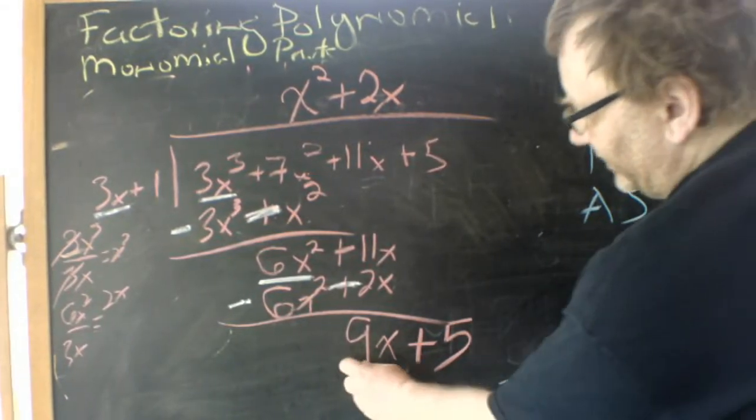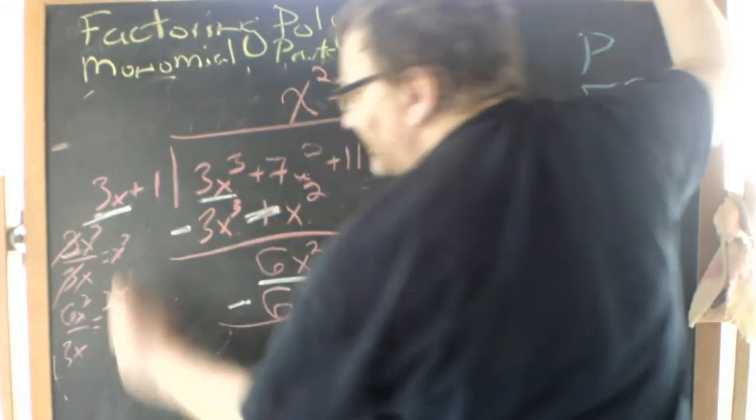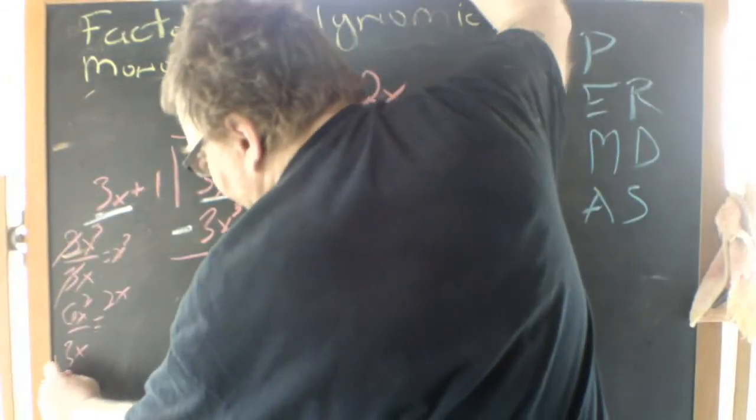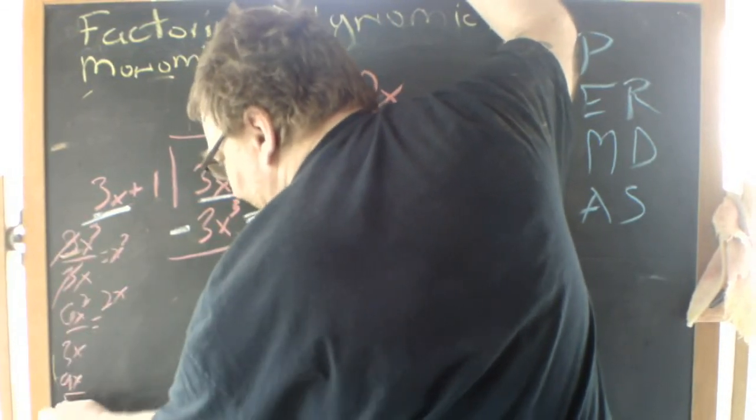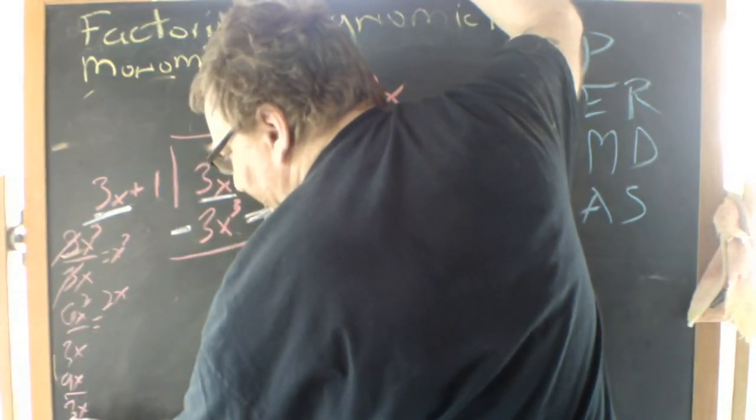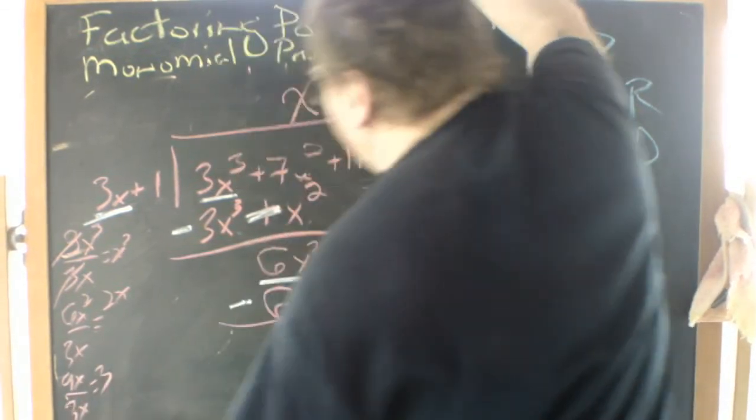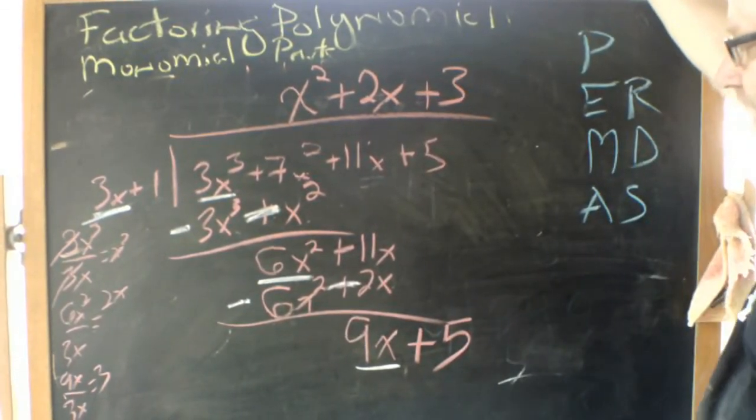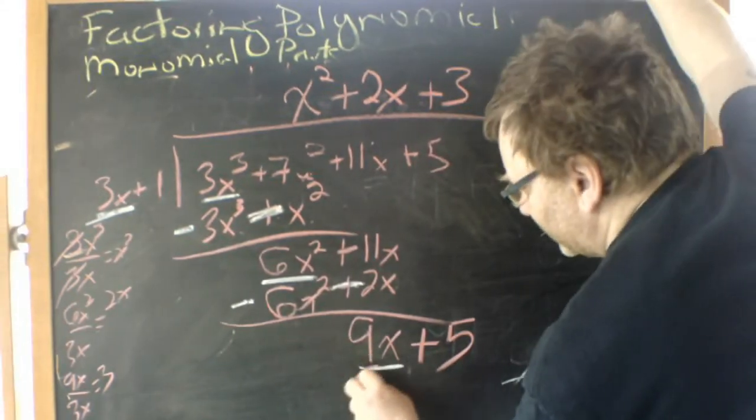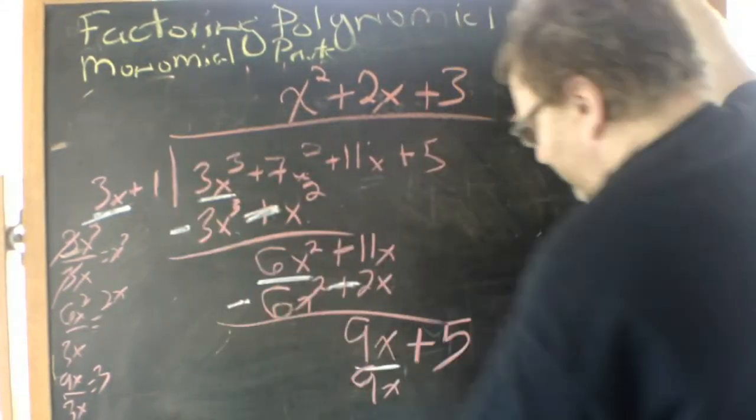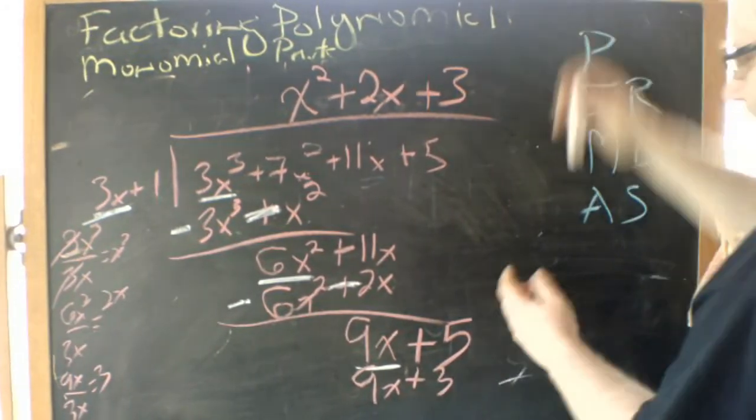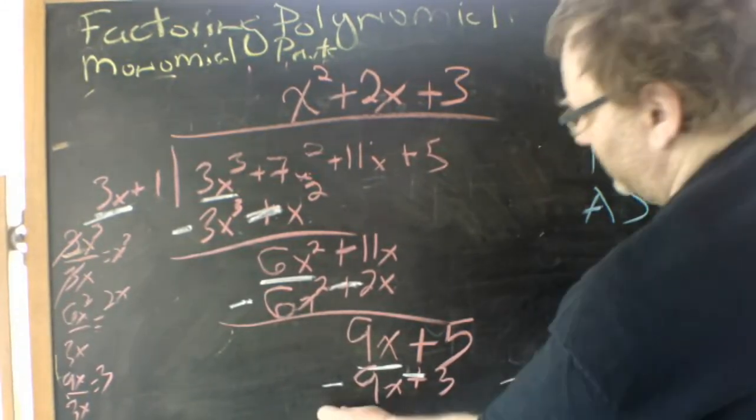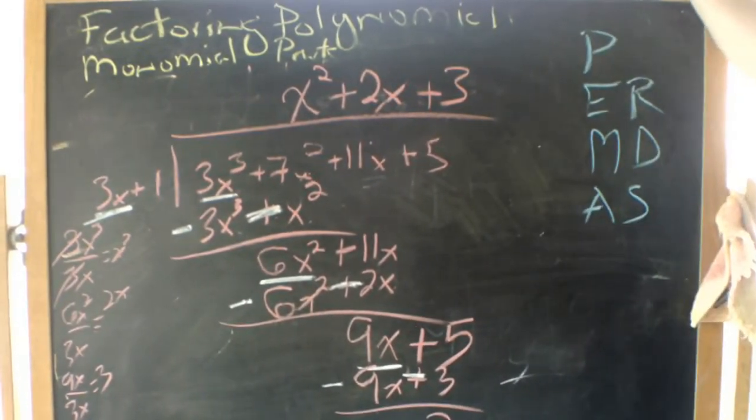Again, I have a new leading term. It's 9x. That's still my leading term there. Well, 9x divided by 3x. I keep writing. If you ever see me do these on paper, I kind of have these going down the side. 9x divided by 3x. The x's cancel. I just get lowly old 3. So 3 times 3x is 9x. And 3 times 1 is 3. I'll subtract. And I get 2.